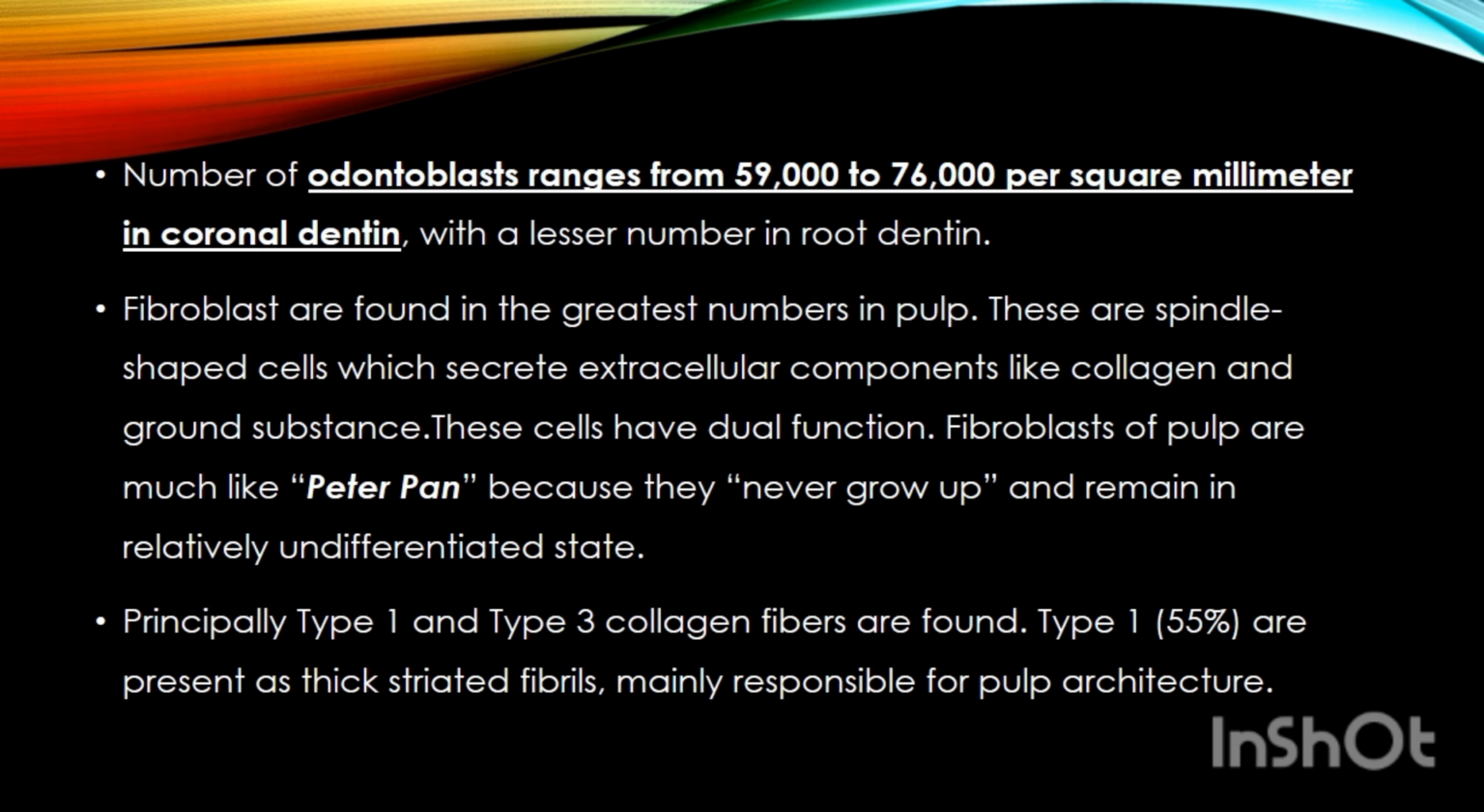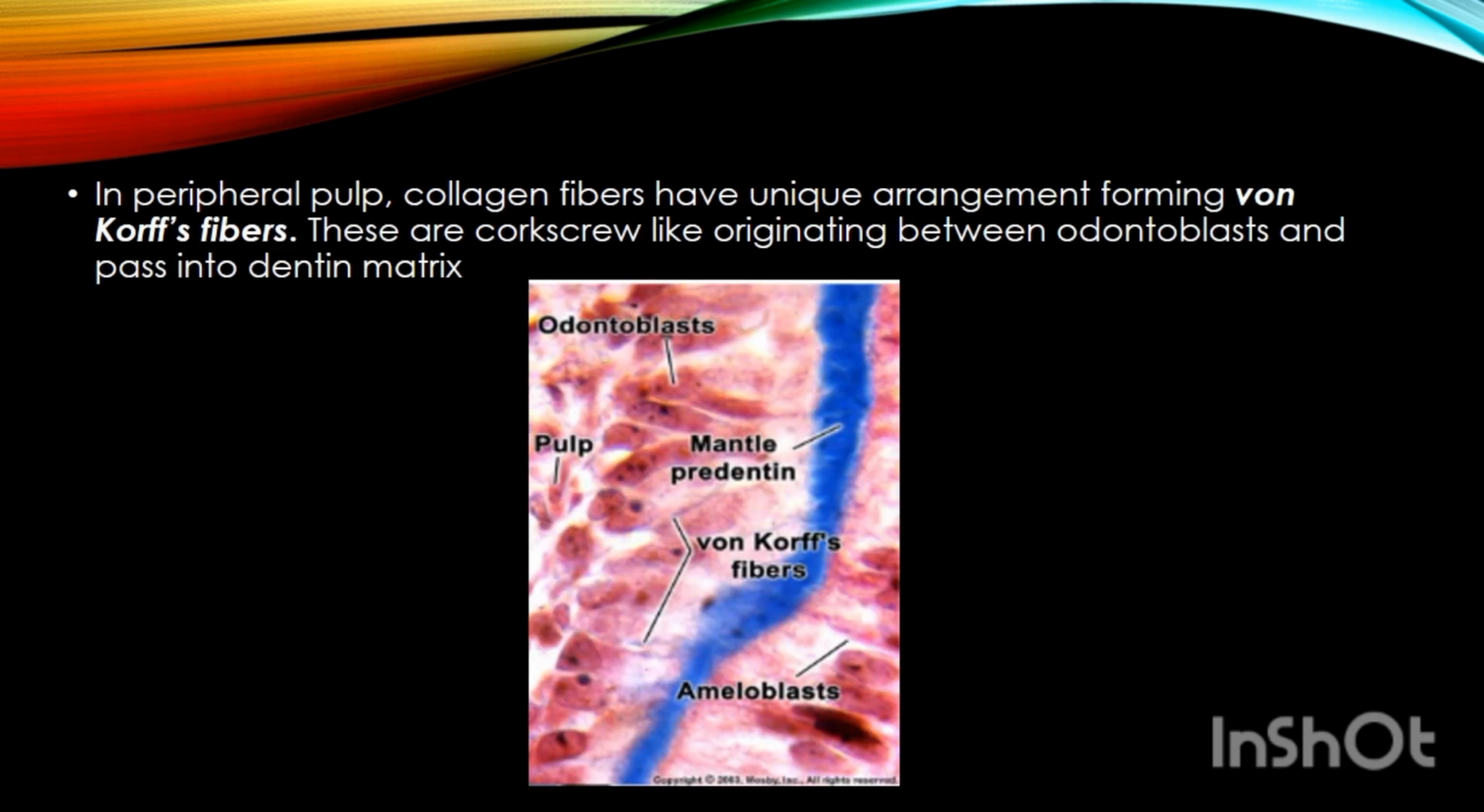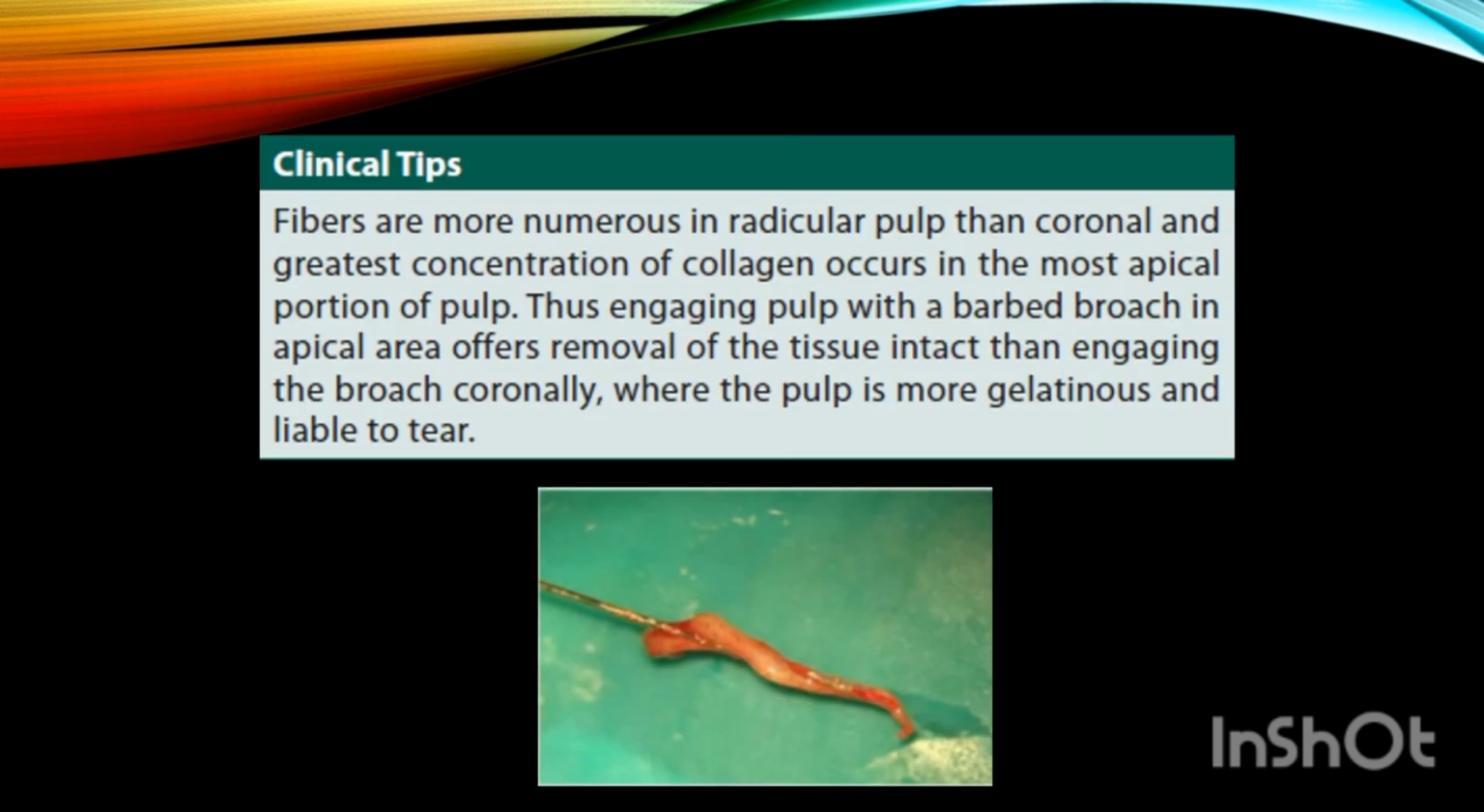And also the type of fibers which are majorly present in this pulp are basically type 1 and type 3. In the peripheral aspect of the pulp, the collagen fibers have a unique arrangement pattern, and that arrangement pattern is known as the von Korff fibers. So in this picture you can see, closer to the dentine, we have von Korff fibers which are present.